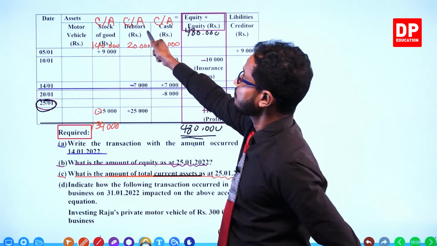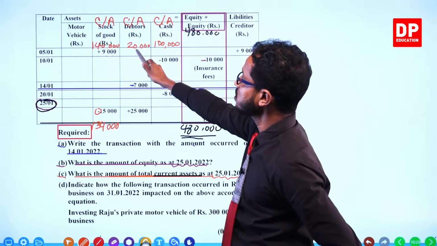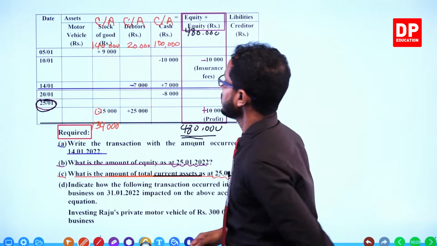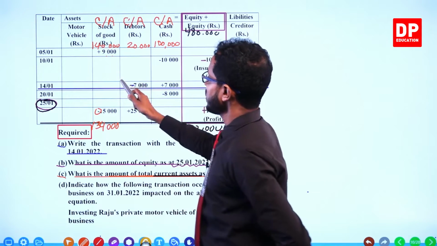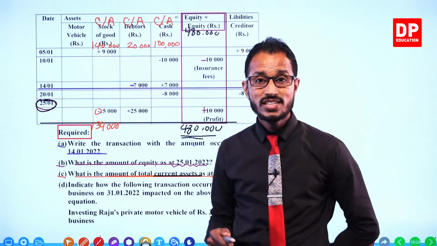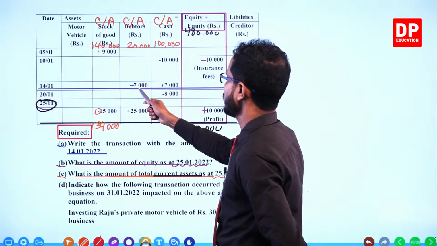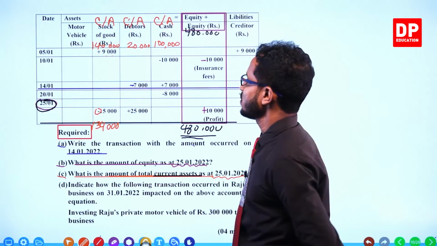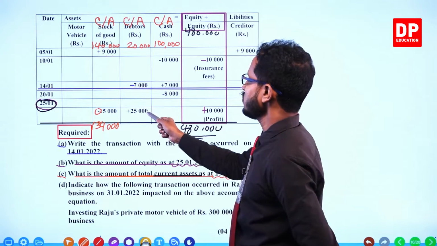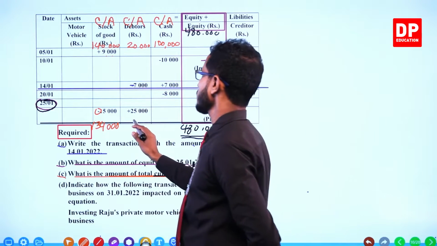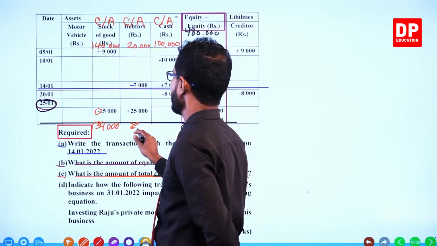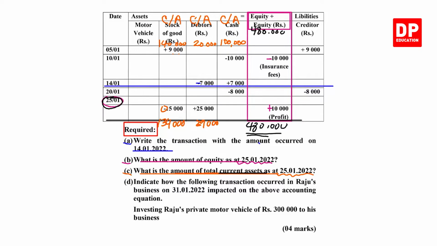Now to debtors. We have debtors opening 20,000 minus 7,000, that becomes 14,000. 14,000 plus 25,000 becomes 39,000. That is the closing balance of debtors.